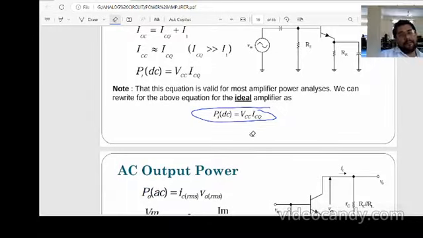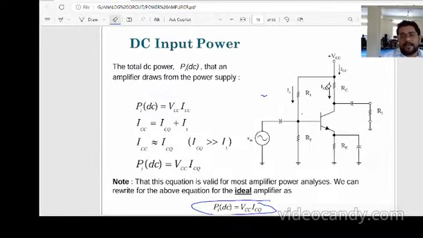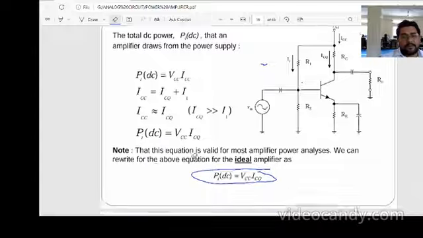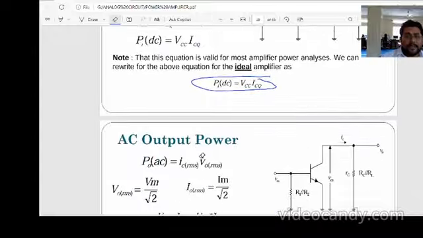We calculate the DC power. It is nothing but the current flowing through the transistor at the quiescent point multiplied by the supply voltage. This multiplication of these two things is called the DC power. Next, this is the ideal case.